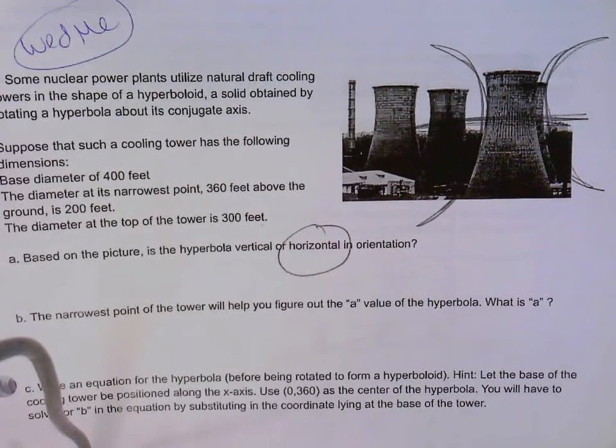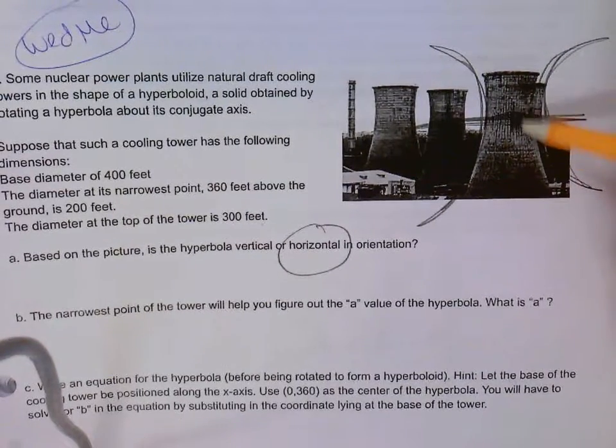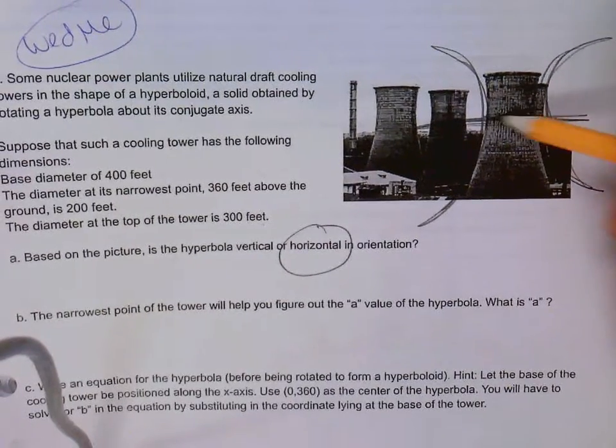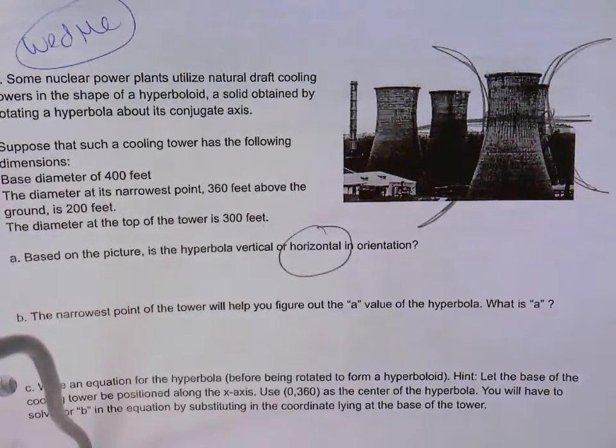So then it says the narrowest point of the tower will help you figure out the A value of the hyperbola, right? Because at its narrowest point, if it was right here, the middle of that will be your center, right? And then your A value will find your two vertices of your hyperbola.